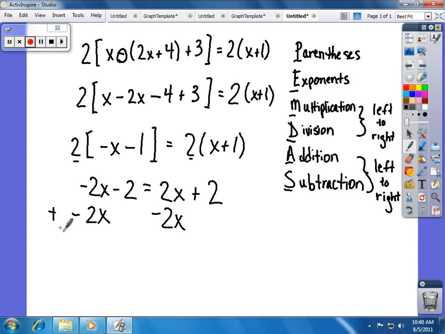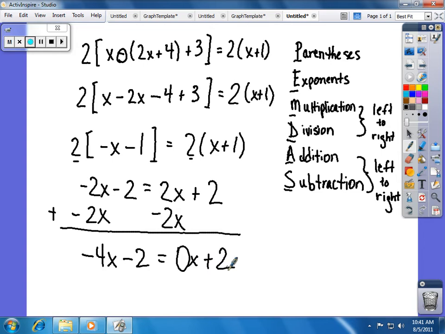Okay, so we're going to add these together. Alright, 2x minus 2x is a minus 4x. Okay, that minus 2 is still there. 2x minus 2x on this side is 0x, which is what we're going for. We're looking for the x term to drop out, quote unquote, on one side, so that our x's are all over on one side now.